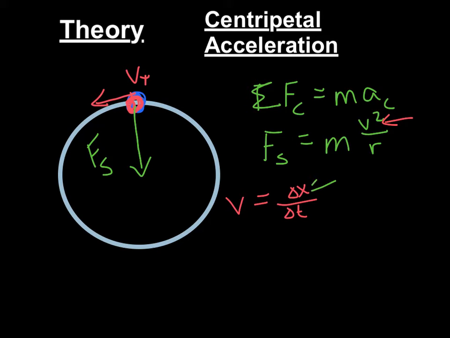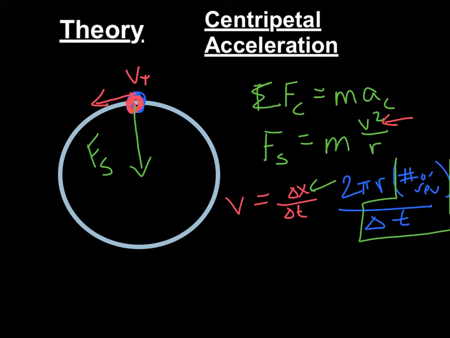If we look at this, delta x is distance around the circle. So that's going to be 2 pi r, times the number of revolutions, over delta t, which is your time. It is very important to note that this is number of revolutions per minute. You need to convert this to revolutions per second.